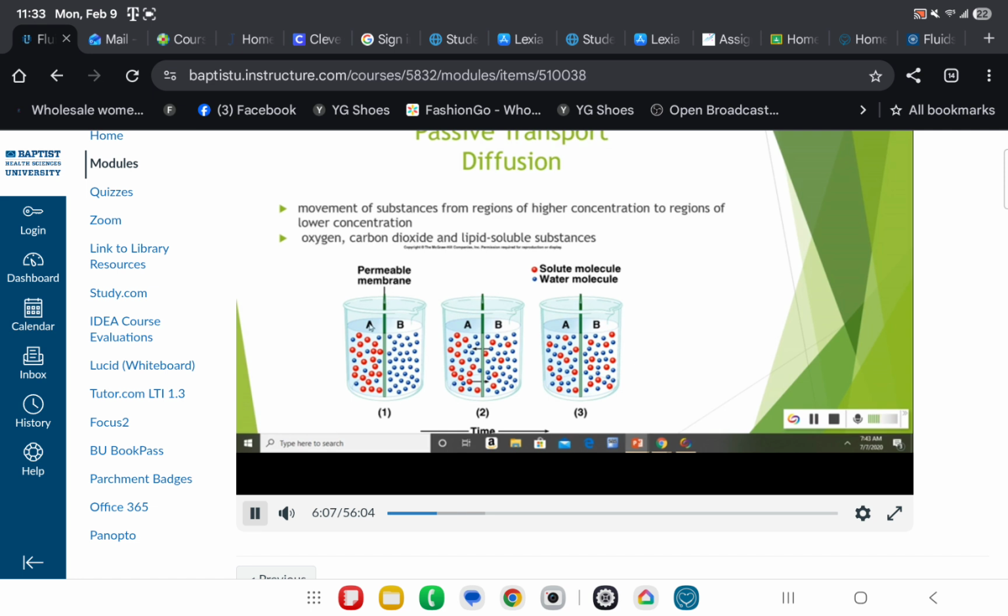So what's going to happen in simple diffusion is that the solutes are going to move from an area of high concentration to an area of low concentration. In figure 2, you see how the solutes have moved to side B, and in figure 3, after 3 hours, you see how it's balanced. So the solutes will keep moving until you reach equilibrium.